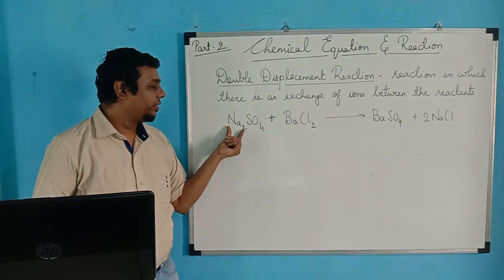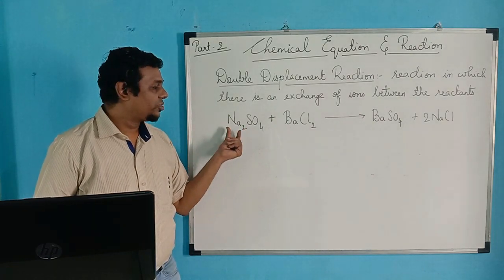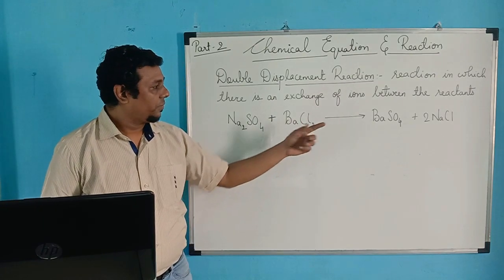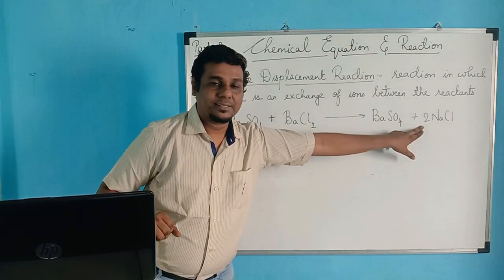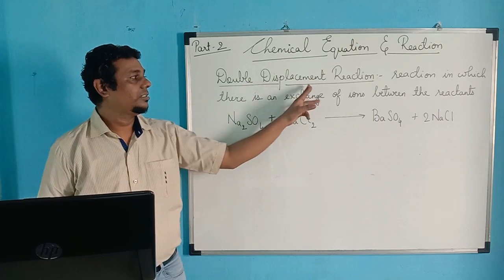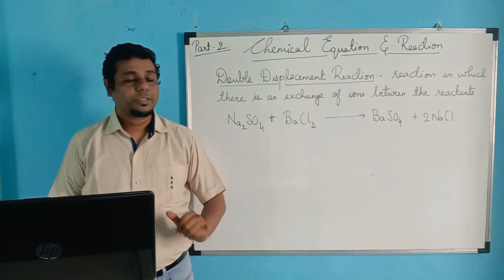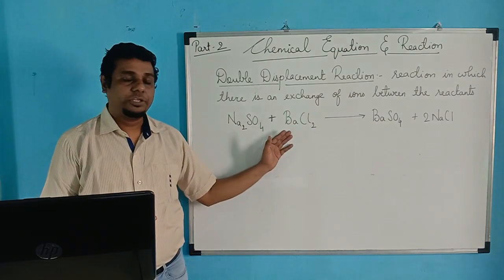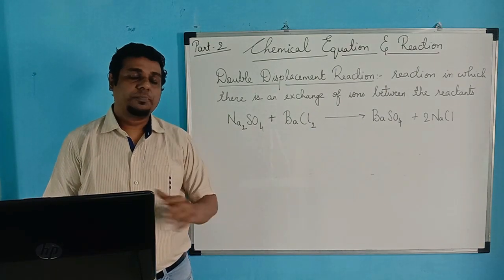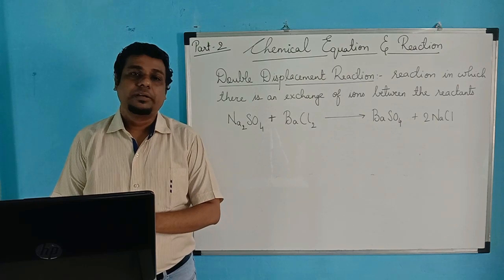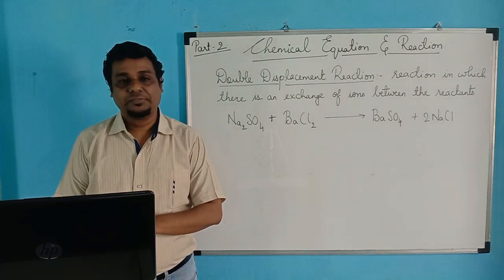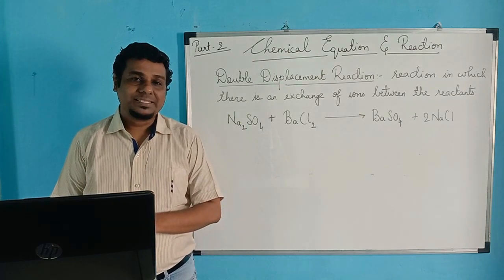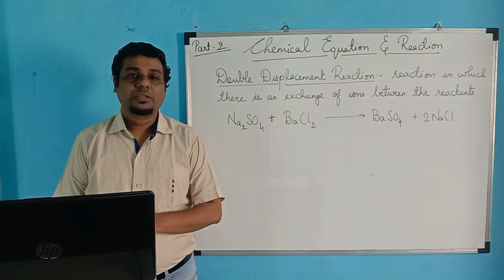The positive ion of the first compound exchanges with the positive ion of the second compound. That gives the products like this. This is double displacement. Today in our topic we would be talking up to here only. In the next topic we will be talking about reduction and oxidation reactions. We will also be talking about how rancidity is formed.